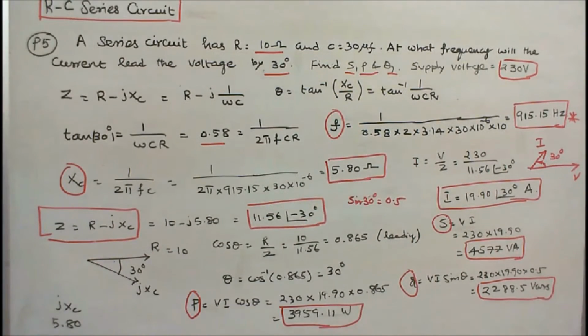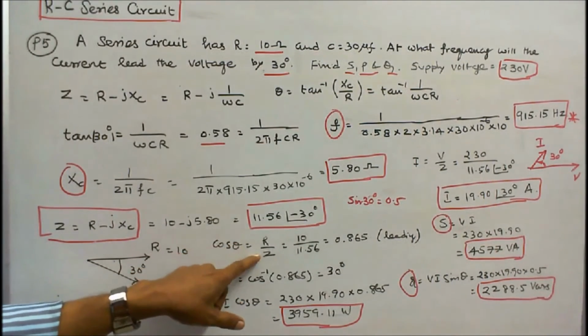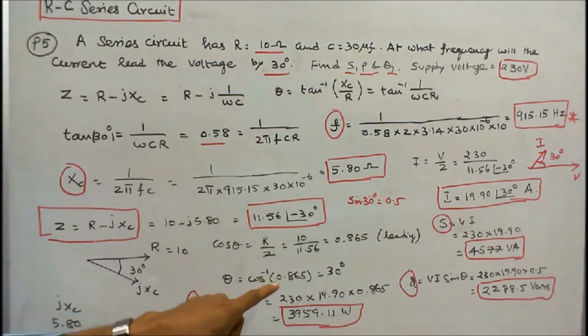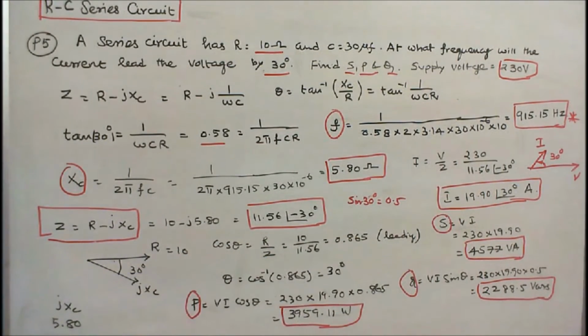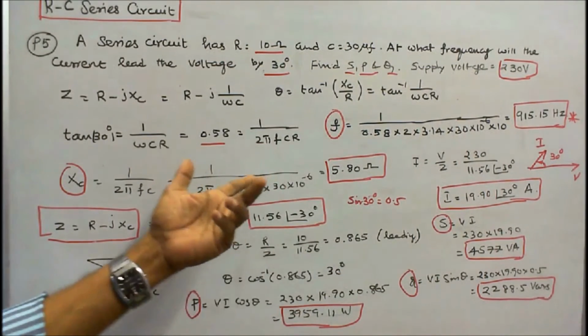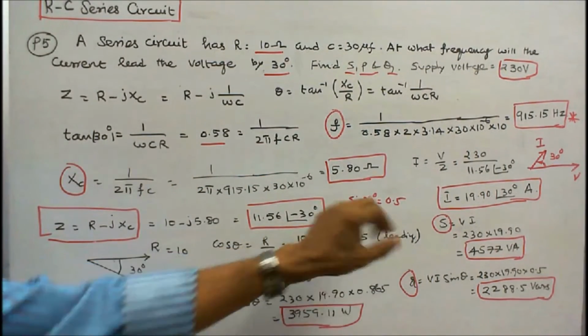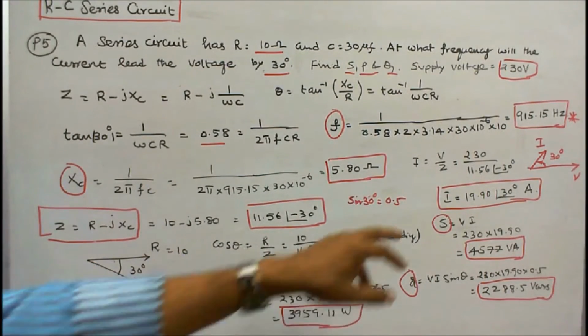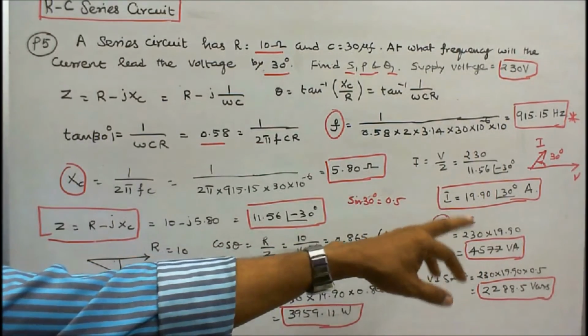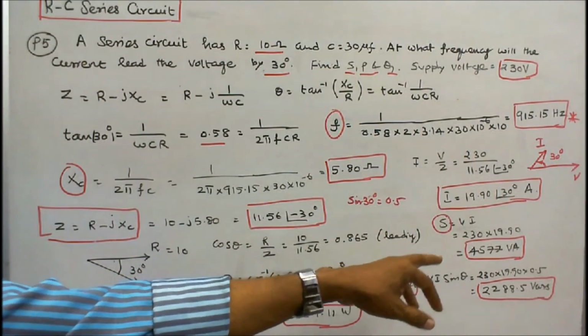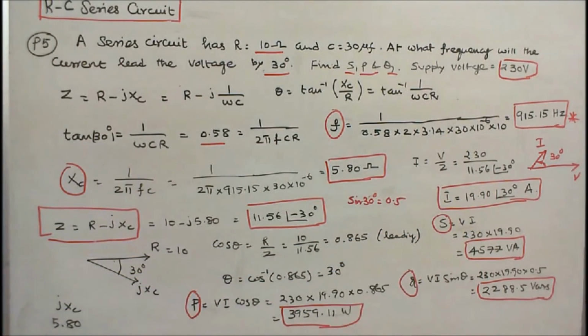Or I can find cos θ = R/Z. R is given as 10, Z is 11.56, that is equal to 0.865. θ = cos⁻¹(0.865) = 30 degrees. Sin 30 = 0.5. Apparent power S = VI = 230 × 19.90 = 4577 volt amperes.